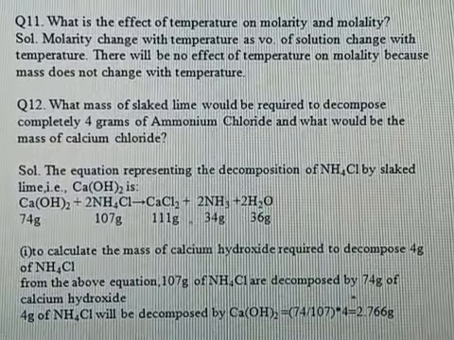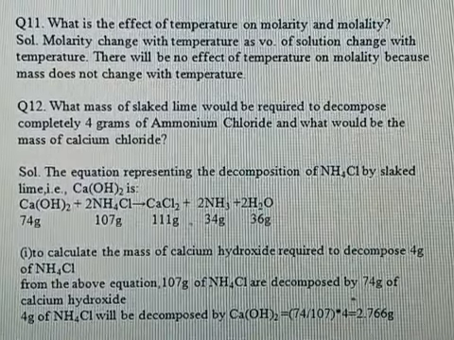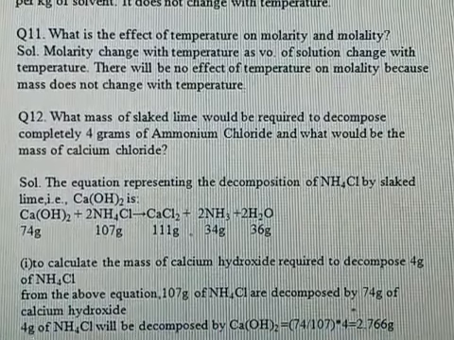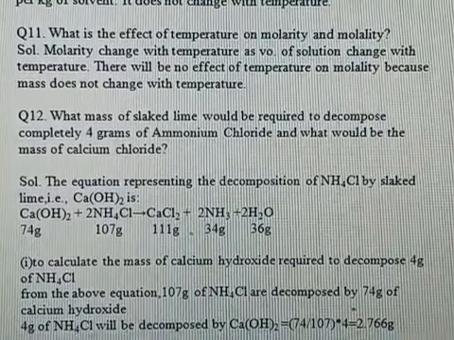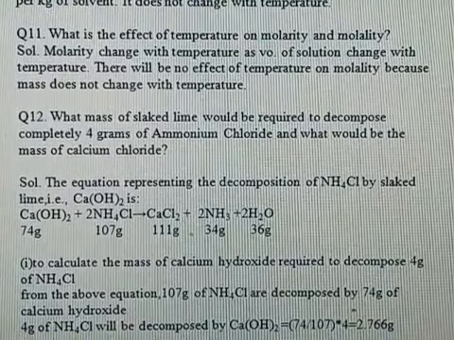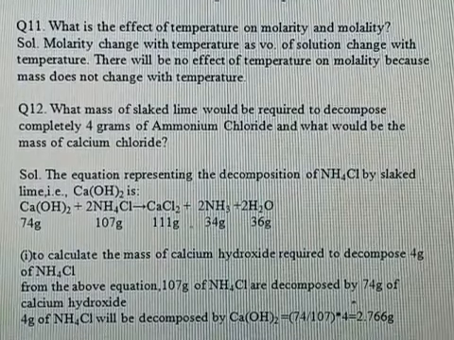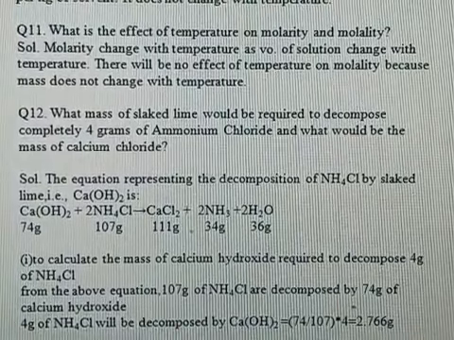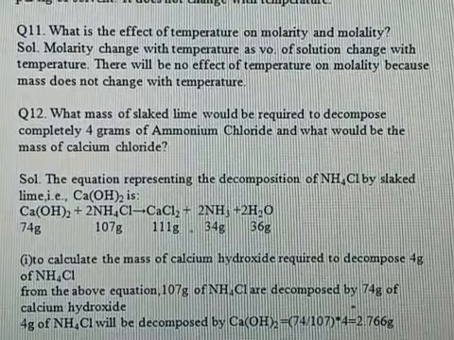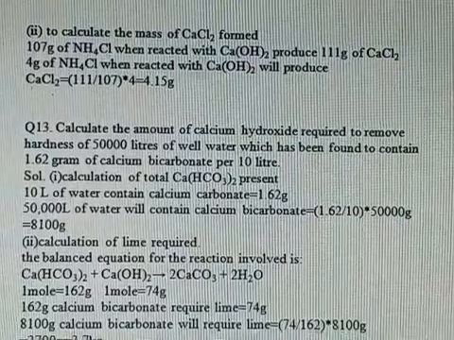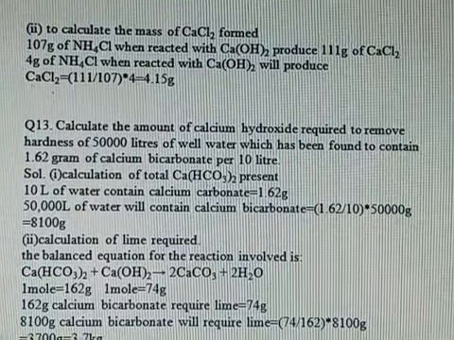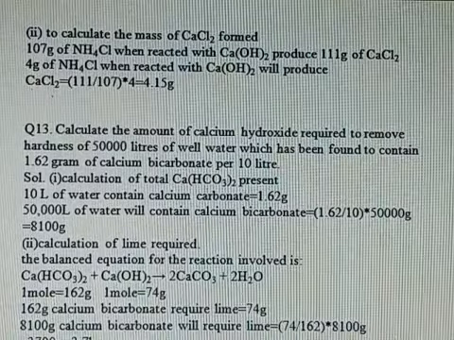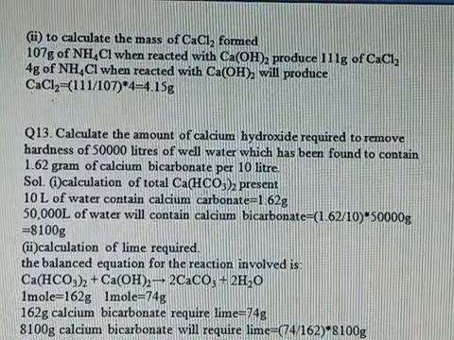Now we have to tell what amount of calcium chloride will form. So here we will compare the reactant with the amount of product. 74 gram of calcium hydroxide, when reacted with 107 gram of ammonium chloride, gives 111 gram of calcium chloride. So by using the unitary method, we can calculate that 1 gram of ammonium chloride, when reacted with calcium hydroxide, will produce 111 divided by 107 calcium chloride.